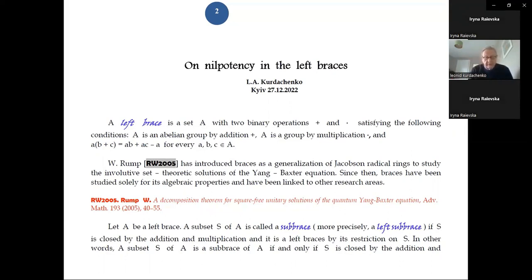As usual, if A is a left brace, then a subset S is called a subbrace if S is closed under addition and multiplication, and S is a left brace with the restriction of these operations. In other words, S is a subbrace of A if and only if S is a subgroup of the additive group and a subgroup of the multiplicative group. So we need some other definitions.